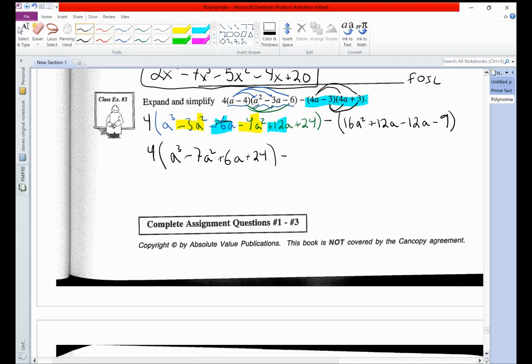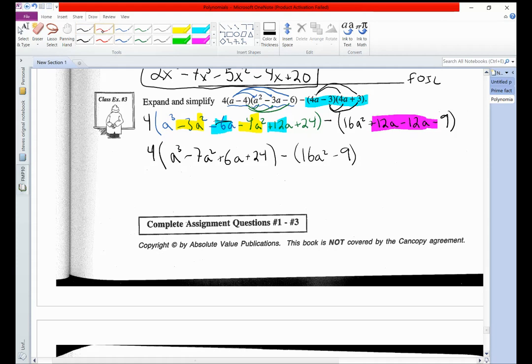What can I simplify in the next brackets? Well, right away we can see that those two terms right there cancel each other out. So I am left with 16a squared minus 9. So we're starting to reduce things a little bit.